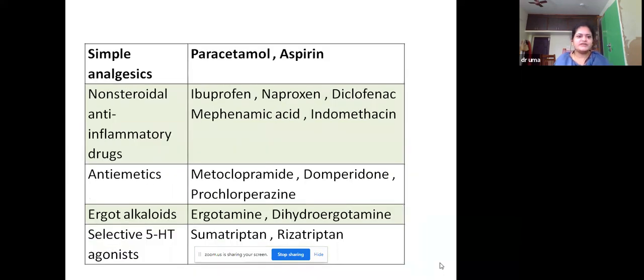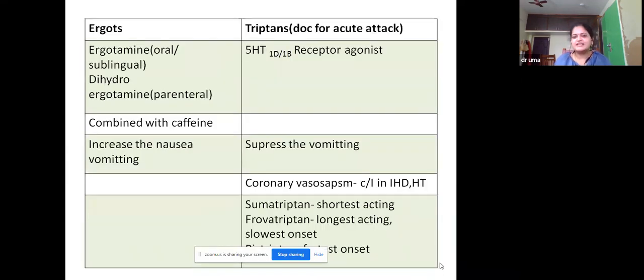So what is the difference between ergots and triptans? Triptans are the drug of choice for acute attack. They act mainly on the 5-HT1B/1D receptor. Ergotamine is given by oral and sublingual route. Dihydroergotamine is given through the parenteral route. It is usually combined with caffeine because caffeine enhances the effect of ergot.